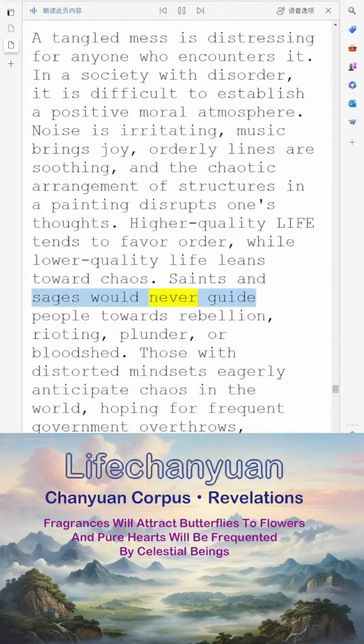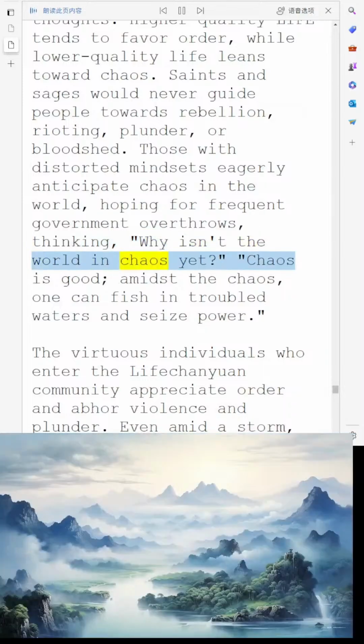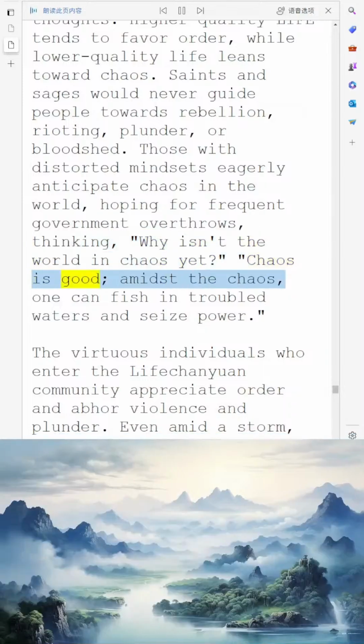Saints and sages would never guide people towards rebellion, rioting, plunder, or bloodshed. Those with distorted mindsets eagerly anticipate chaos in the world, hoping for frequent government overthrows, thinking, why isn't the world in chaos yet? Chaos is good. Amidst the chaos, one can fish in troubled waters and seize power.